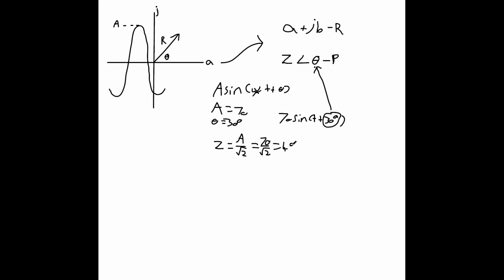That makes Z, in our case, 70 divided by the square root of 2, which in a calculator should come out to 49.5, which gives 49.5 and 30 degrees as the completed polar form.